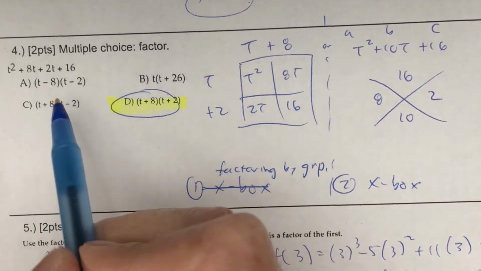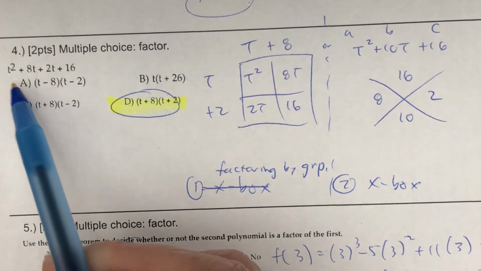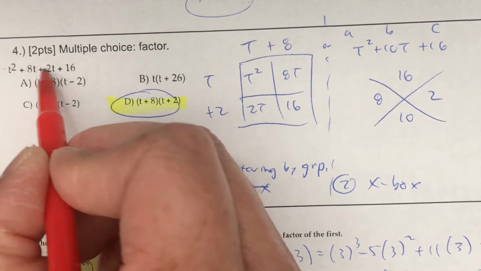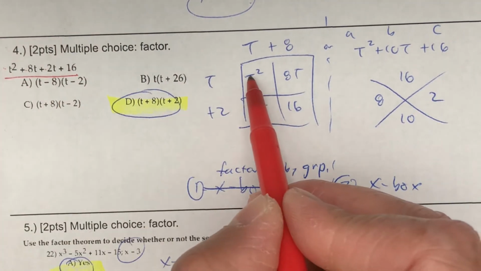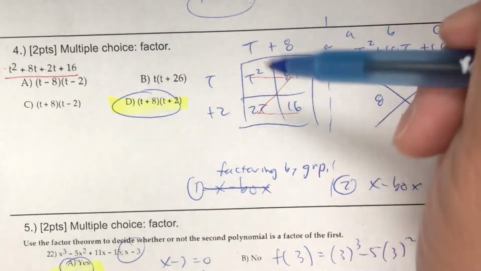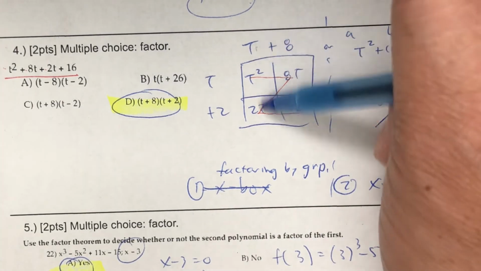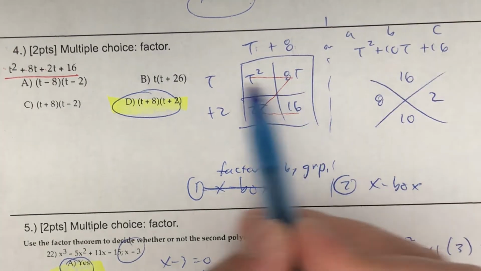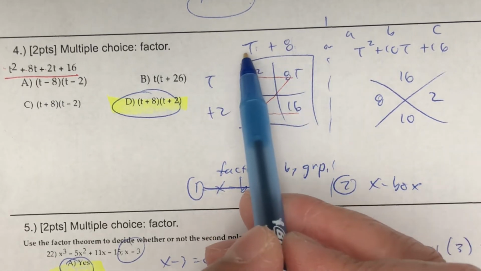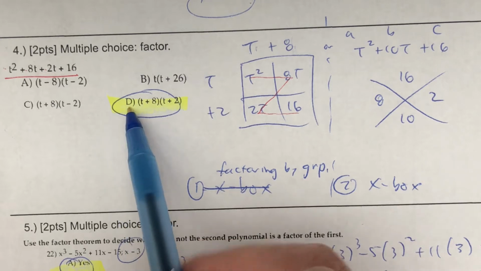You have 4 terms here. So you count 1, 2, 3, 4. And you put them in your box there. And then you just take out your greatest common factor: t, 8, t, and 2. And then your answer factoring that would just be t plus 8, t plus 2, which is letter choice D.